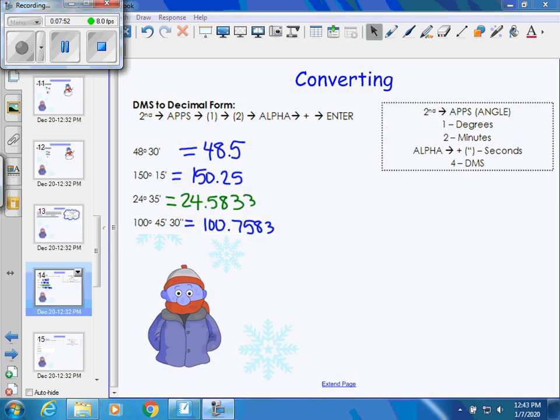Hopefully you all got 24.5833. Again, please make sure your calculator is in degrees. If you're getting negative numbers or errors or things like that, it means you're not in degrees. Has to be in degrees for this.